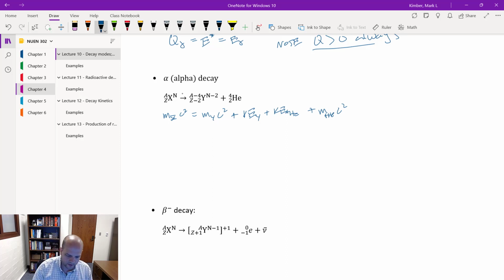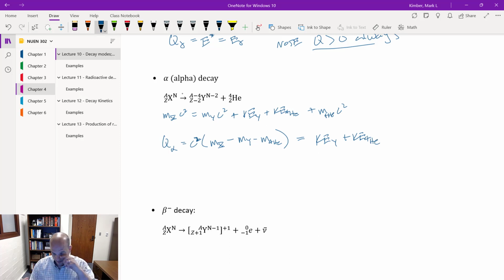And so I'm going to calculate my Q value due to alpha as c squared times the mass differences. So I've got my mX minus the light particle, which in this case is alpha. And all of that's going to equal the kinetic energies. So the kinetic energy of the heavy and the kinetic energy of the light particle.